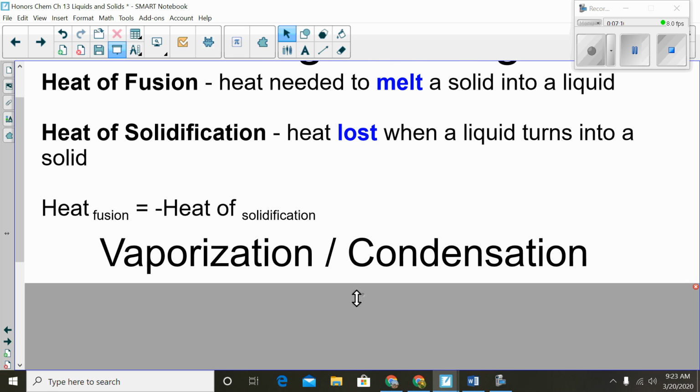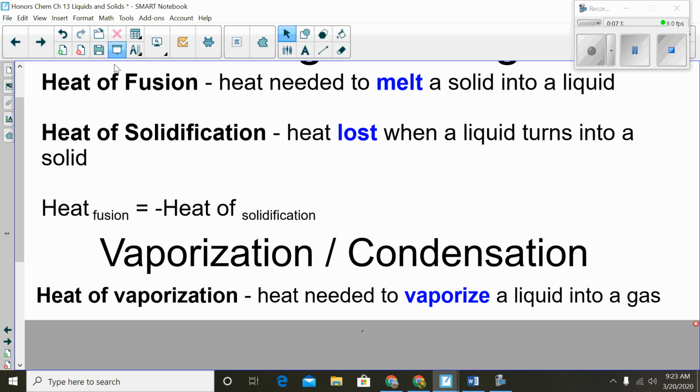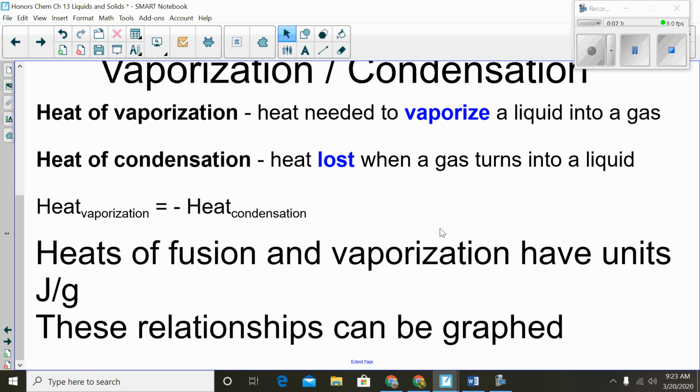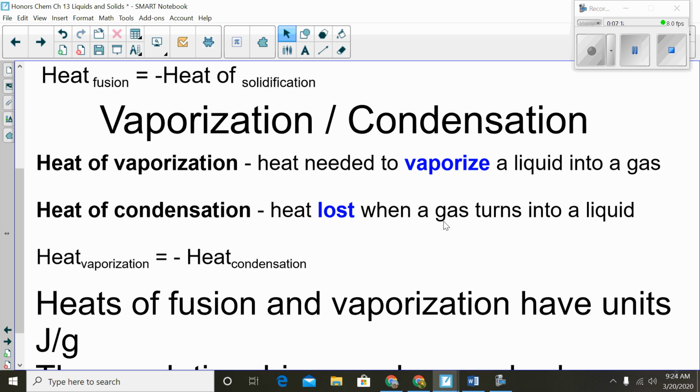And then the same is true for vaporization and condensation. Vaporization is when a liquid becomes a gas. If you boil water, you see that bubbling, and then you feel the steam. That takes energy. It takes heat to change a liquid into a gas. And that's called heat of vaporization.